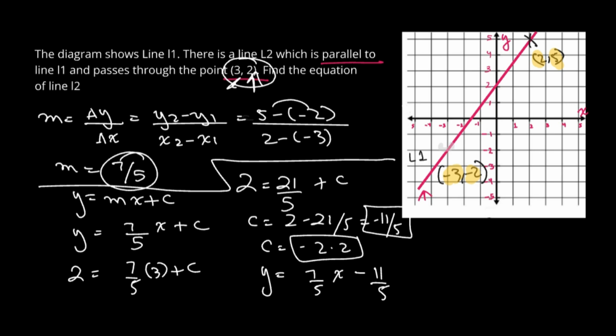Now let me summarize all of this. So you have a line L1 and there was a line parallel to line L1, which was line L2. So that means the line L2 will have the same gradient, and that line L2 was passing through (3, 2). Now this line L2 passes through (3, 2) and has a y-intercept of -2.2 or -11 over 5. Now let's try another example.